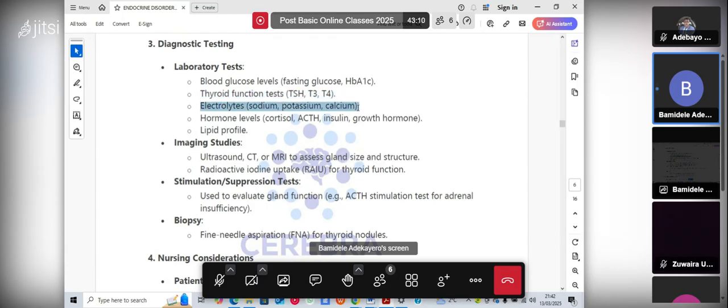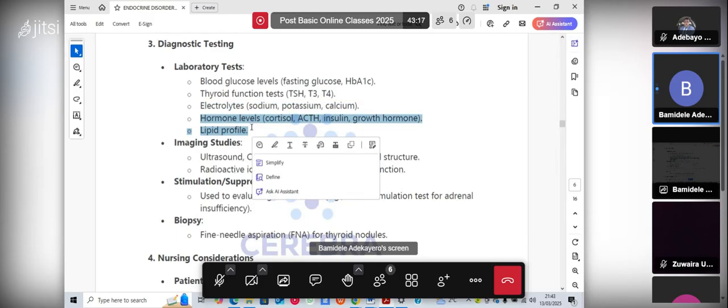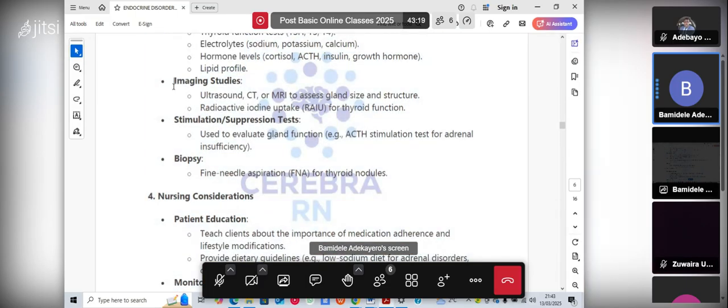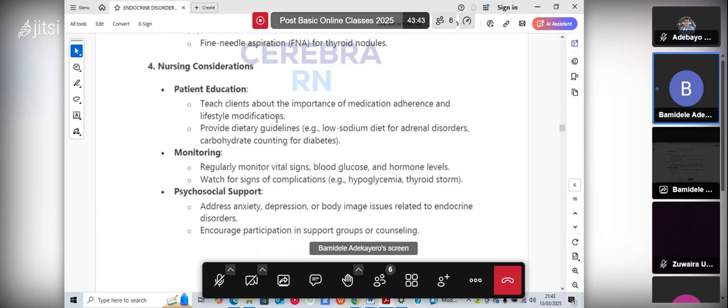Electrolytes, very important for almost all of them. Basically, hormone levels, lipid levels, all of these are very important. Imaging studies too: your CT scan, your ultrasound, your MRI can be used to assess the size and structure, probably if you suspect a tumor of the adrenal gland, of the adrenal cortex or medulla. We have the stimulation and suppression tests. We have the biopsy if you want to.